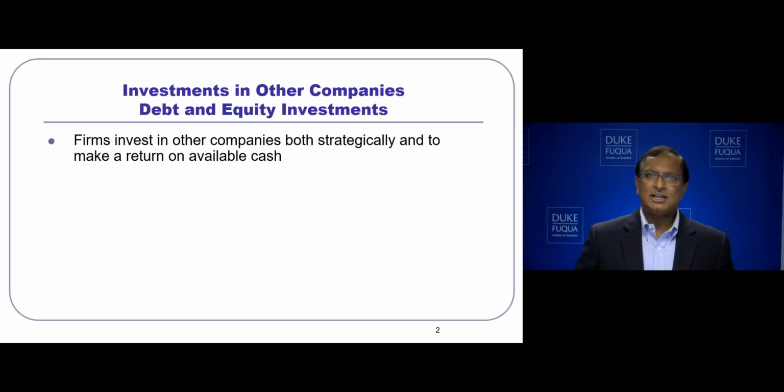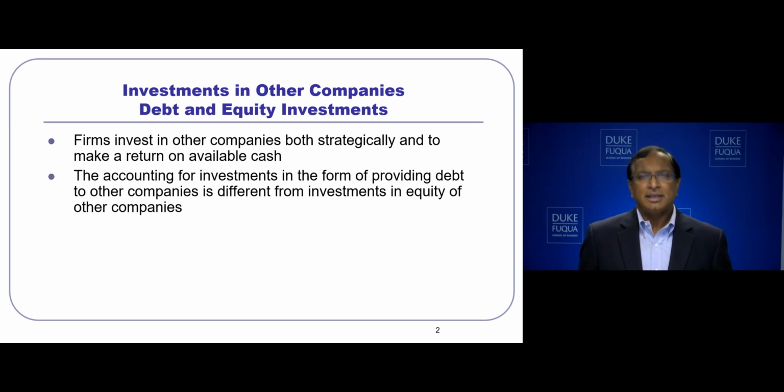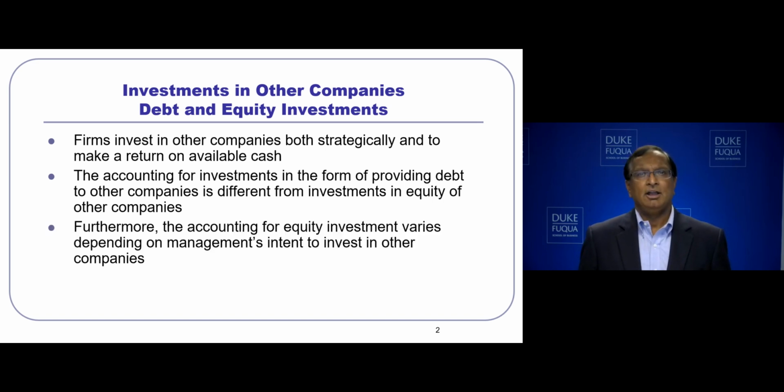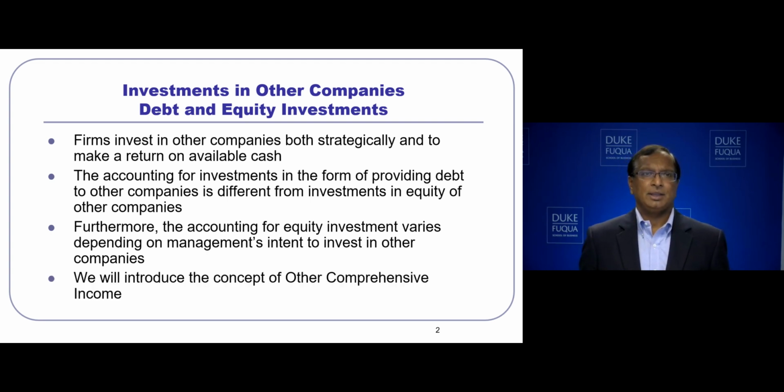When firms invest in other companies, they do it for strategic reasons and also simply to make a return on any available cash. The accounting for investments when buying debt is different from the investments in equity of other companies. Furthermore, the accounting for equity investments varies depending on management's intent to invest in these companies. We'll introduce the concept of a new item called other comprehensive income in this video.